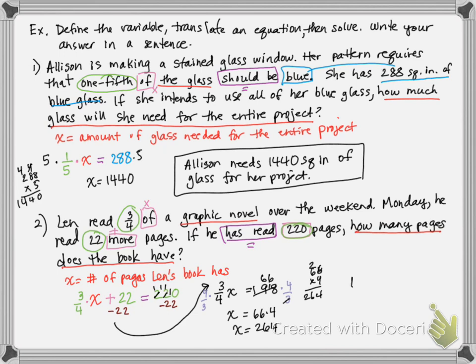So then we would say Len's book has 264 pages, or Len's book is 264 pages long. Okay? All right. The last two examples are going to be consecutive integer problems, so you can see what those are like.